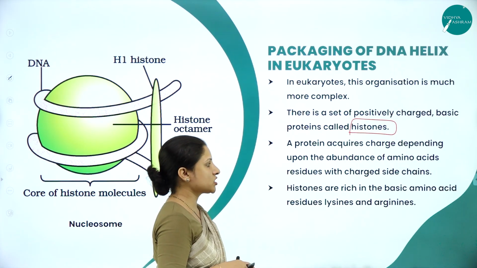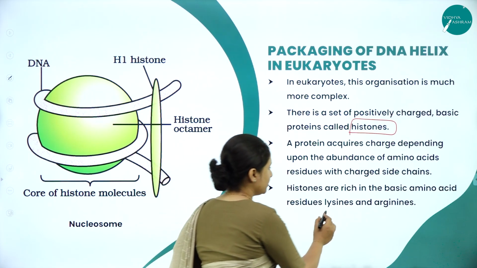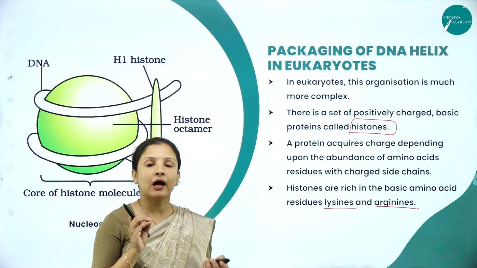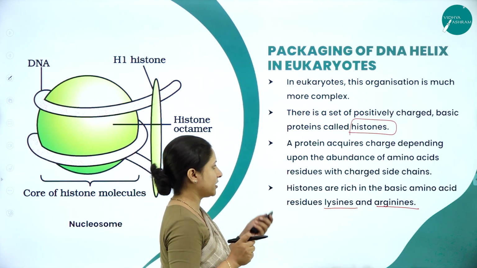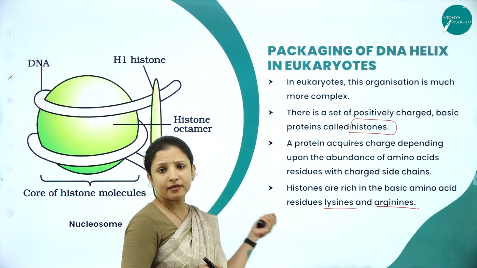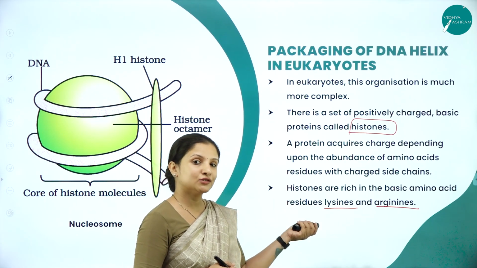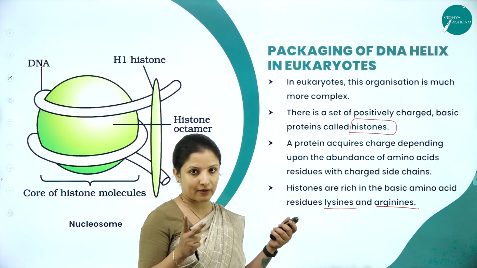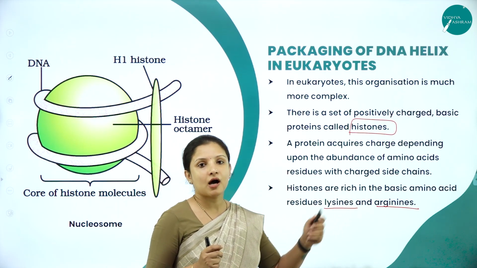Histones are rich in the basic amino acid residues, which are lysine and arginine. Both lysine and arginine are highly positively charged. So therefore, histone is also positively charged. It can come in MCQs: what is histone made up of? It is made up of high quantities of two important amino acids, that is lysine and arginine.